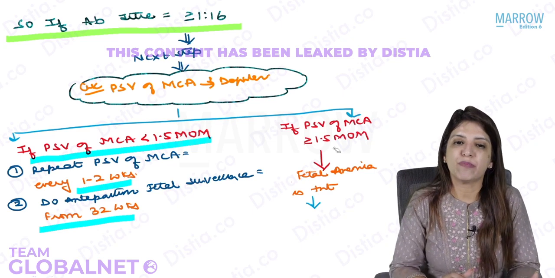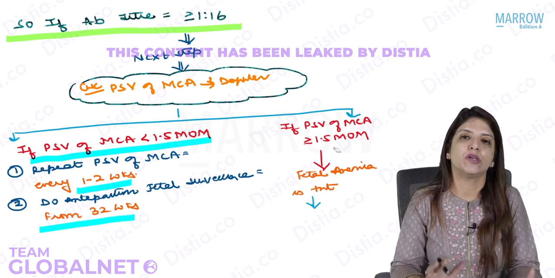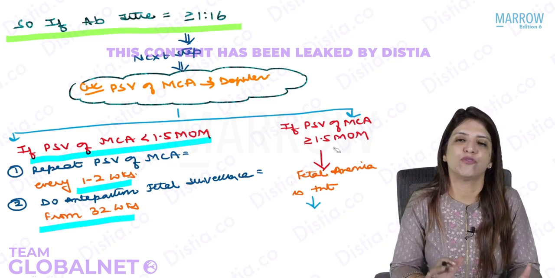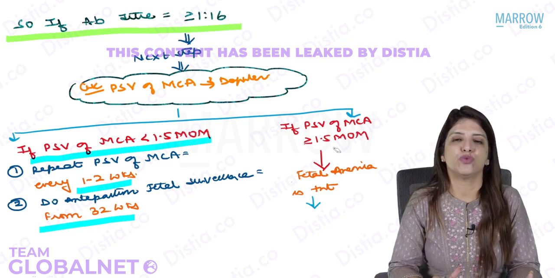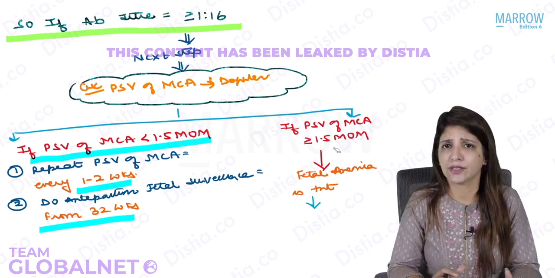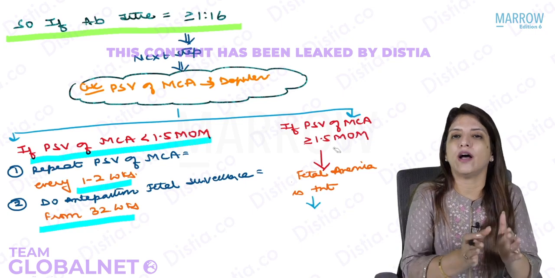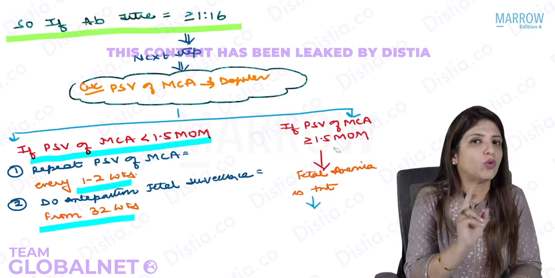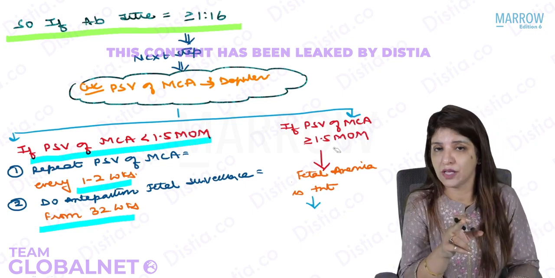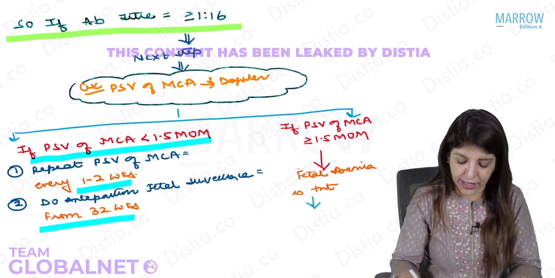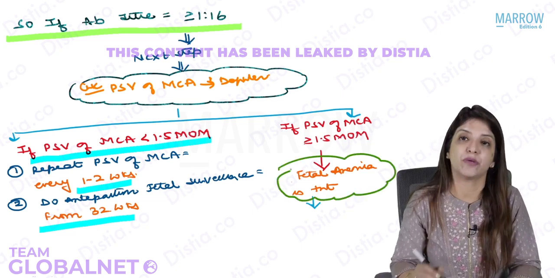Now, suppose peak systolic velocity comes out to be more than or equal to 1.5 MoM. As I told you, this is just a screening test. It will tell you whether anemia is present or not. It is not going to tell you how much anemia is present. It simply tells me that yes, fetal anemia is present.